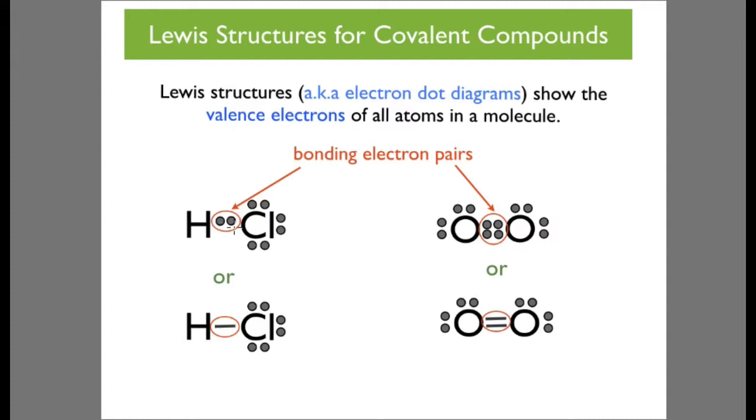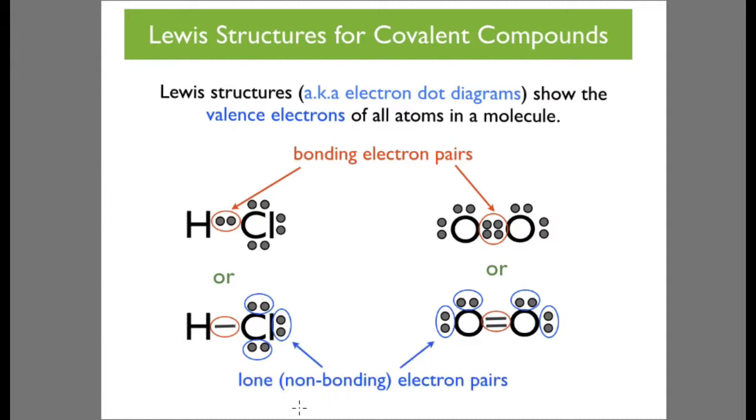These are called bonding electron pairs when they're found between the two atoms, because the electrons are involved in bonding, as are both pairs of electrons between the two oxygen atoms here. Alternatively, these ones circled in blue are non-bonding electron pairs, also known as lone electron pairs, lone pairs of electrons.